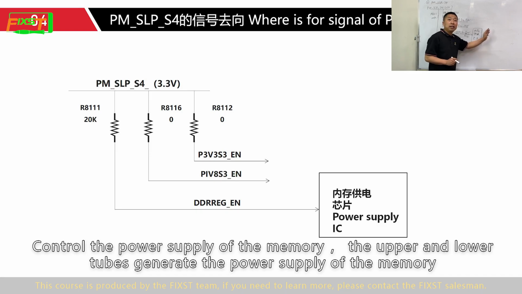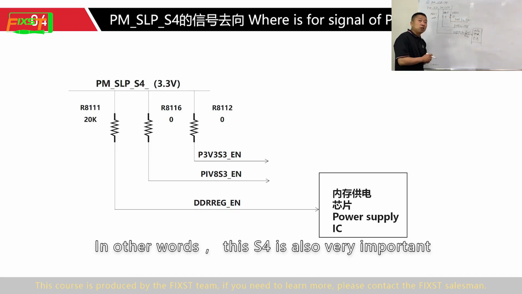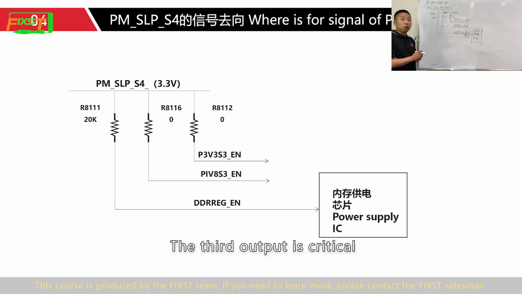It controls the power supply of the memory. The upper and lower tubes generate the power supply of the memory. In other words, this S4 is also very important. The third output is critical.